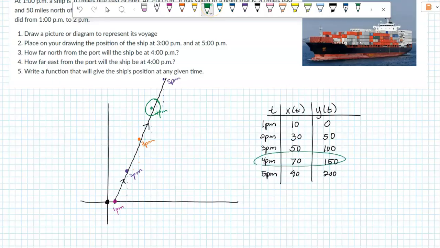But the question was, what would our position be? How far north would we be? We would be 150 miles north, and then we would be 70 miles east.